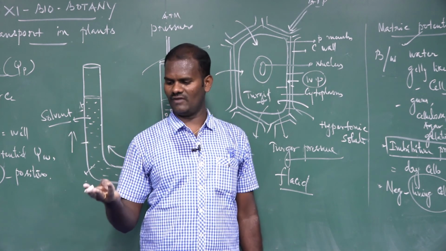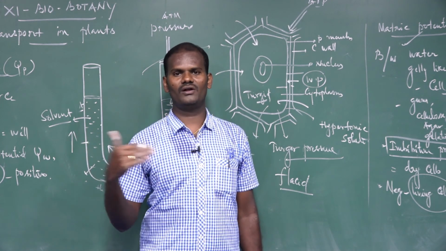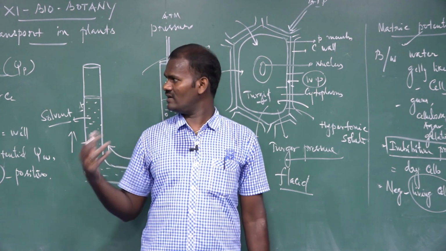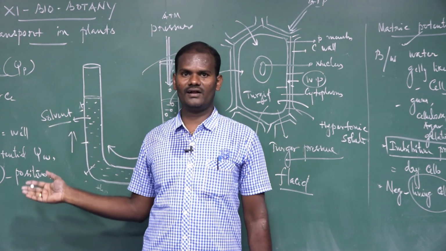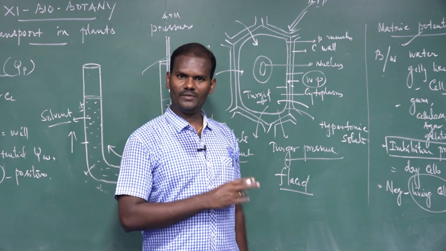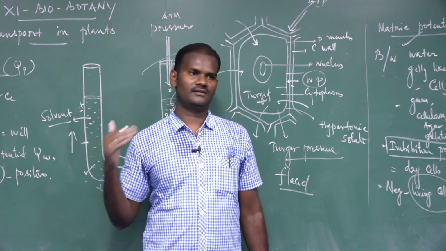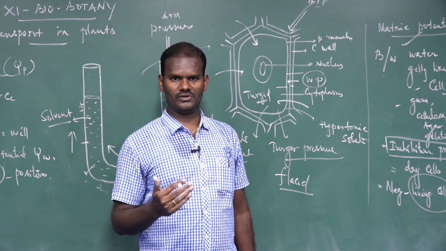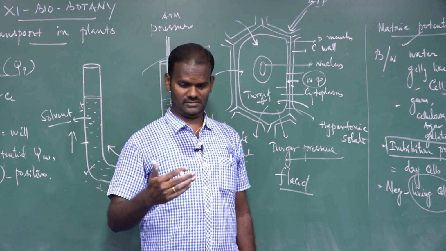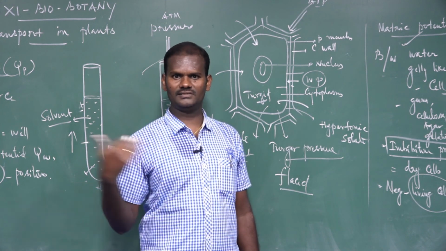The next topic is water relations in plants: what is the universal solvent, how it plays an important role in the plant, and what the technical terms related to water relations in plants are. What is imbibition? The next are water potential, solute potential, and pressure potential. The next, osmotic pressure, we will discuss in the next videos.